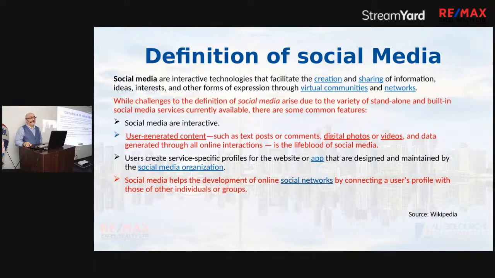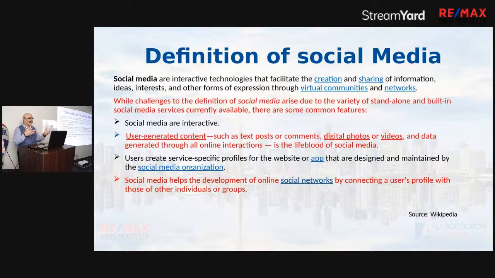Challenges to the definition of social media arise due to the variety of standalone and built-in social media services currently available. There are some common features. Social media are interactive, user-generated content. So most of the social media, they build this infrastructure and let you create the content. And they use that content to attract more users. And most of the time it's free. So you can use their platform for free, and instead you create content for them for free.